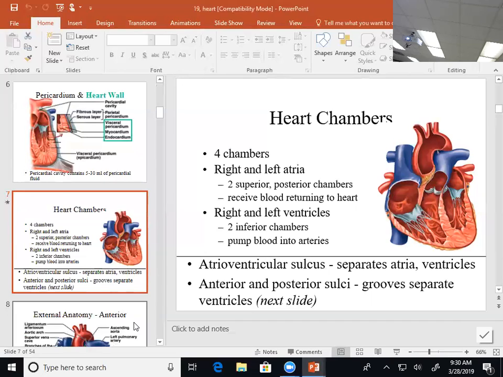Because it's sending out the blood to the body. I want you all to see, you noticed even from this illustration, the muscle mass on this side is much less than the muscle mass on this side.